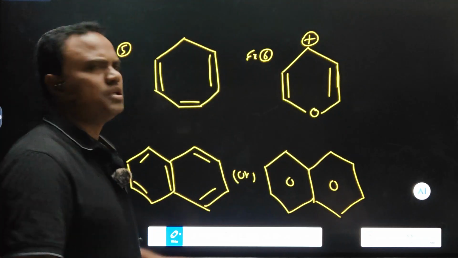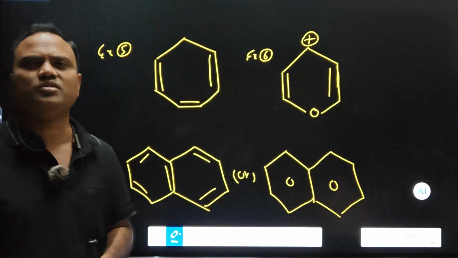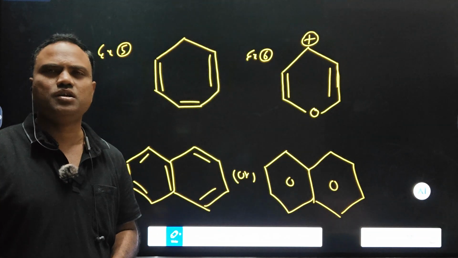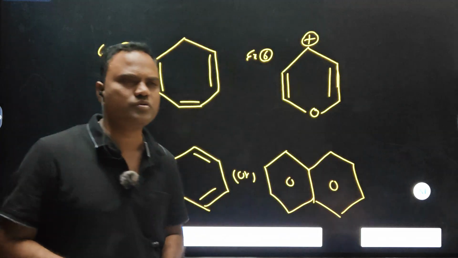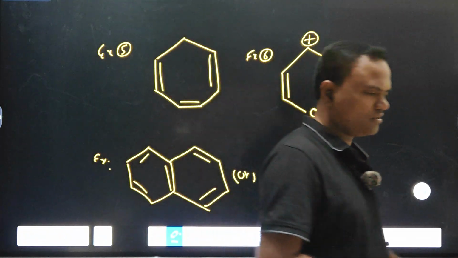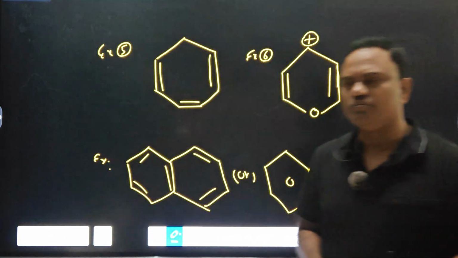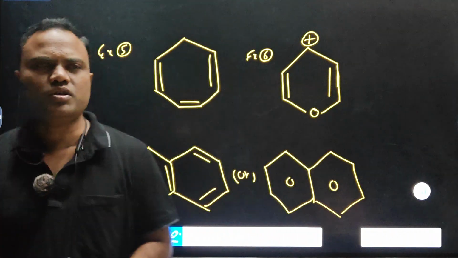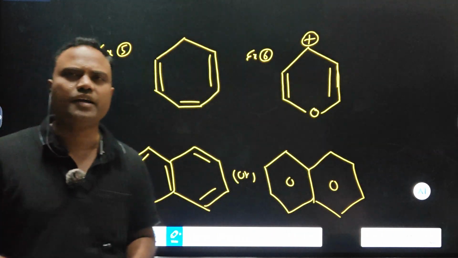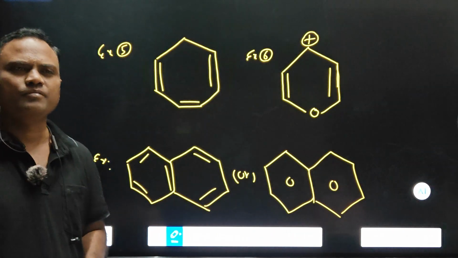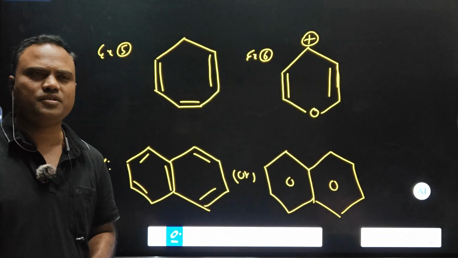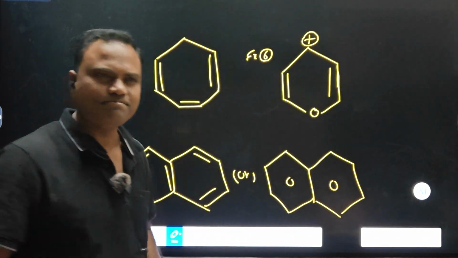No, don't say. Actually, this is aromatic or anti-aromatic. The question is, which of the following is aromatic? That is the question. You don't need to say the n value. First one is aromatic. Why? Because 6 pi electrons are present, right? Okay.